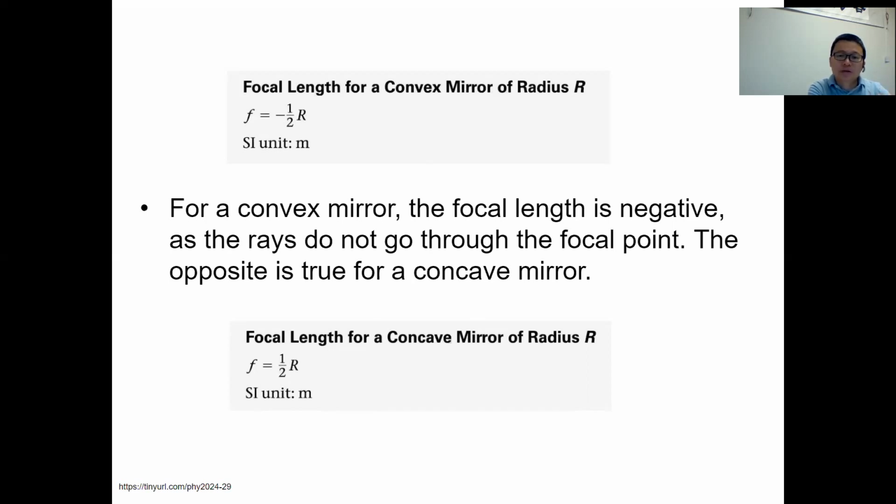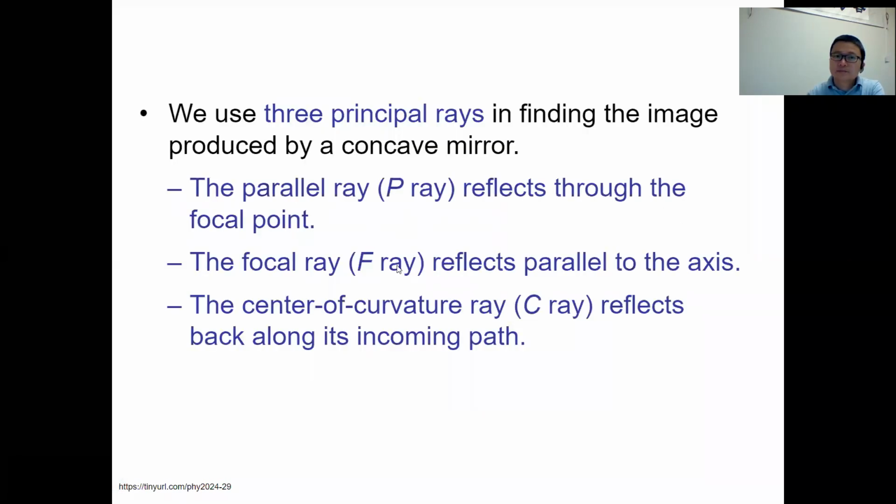For a concave mirror, the reflected rays, if the incident rays are parallel to the central axis, do meet at the focal point. So then the focal length is positive, 1/2 times r. Okay. All right.